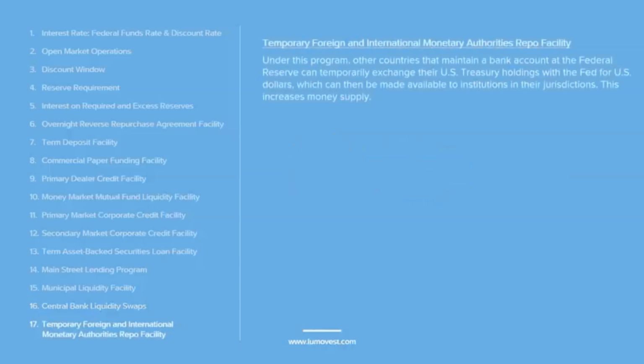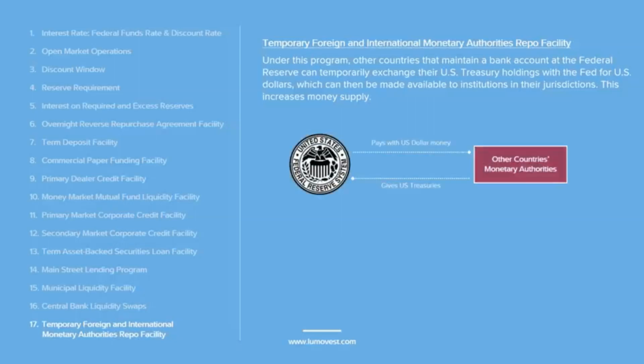The second program is known as the Temporary Foreign and International Monetary Authorities Repo Facility. Under this program, other countries that maintain a bank account at the Federal Reserve can temporarily exchange their U.S. Treasury holdings with the Fed for U.S. dollars, which can then be made available to institutions in their jurisdictions. So other countries give the Fed whatever U.S. Treasuries they have, and the Fed gives them U.S. dollars. So that's an overview of all the tools the Fed has available to control the money supply in the economy.